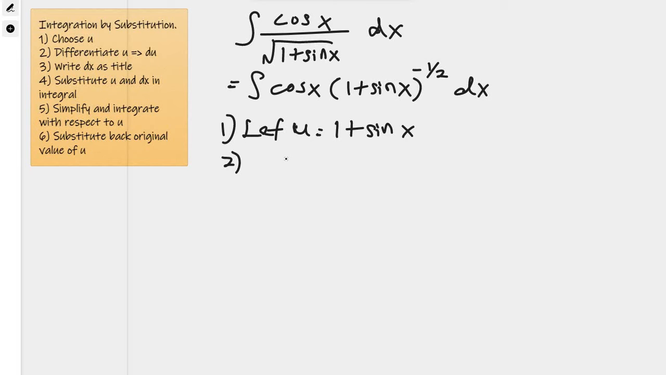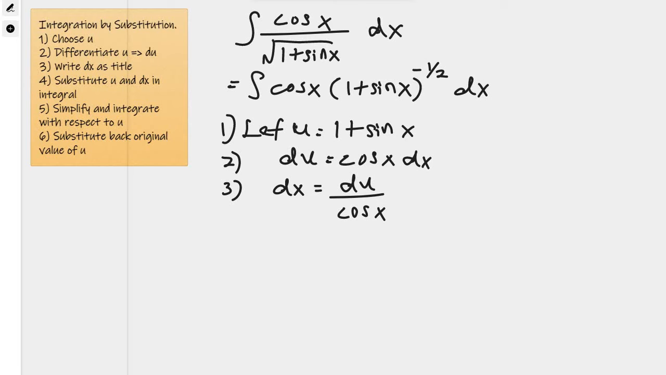So next step, differentiate. Okay, differentiate, not integrate. Differentiate 1, this is a constant. Differentiate a constant, you get 0. Differentiate sine, you should get positive cos, so you will get cos x dx. So next step, you write dx as the subject, so you will get dx equals du over cos x.